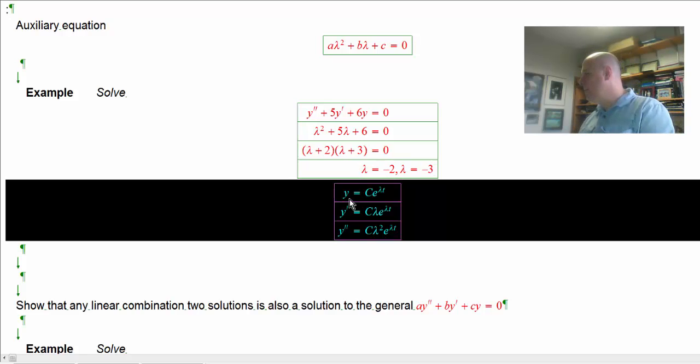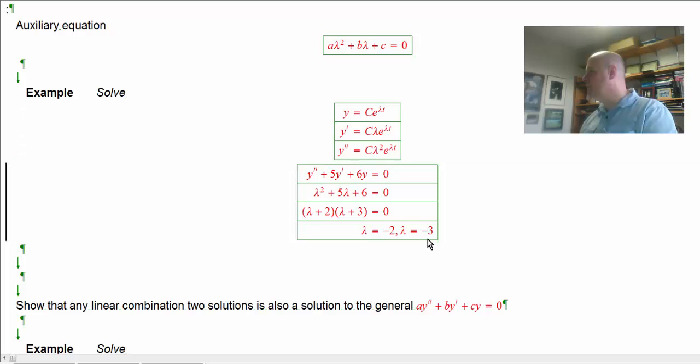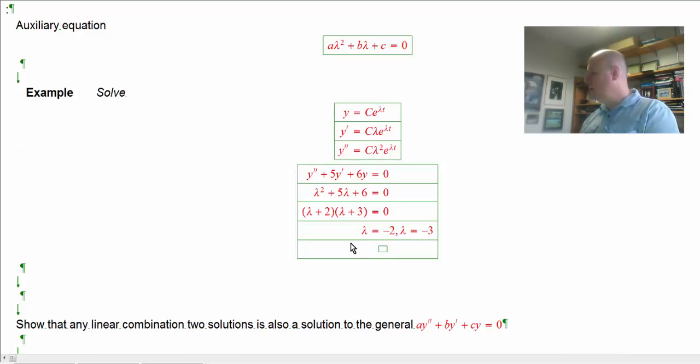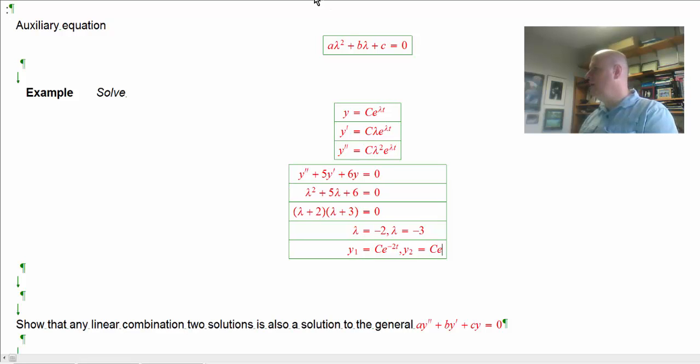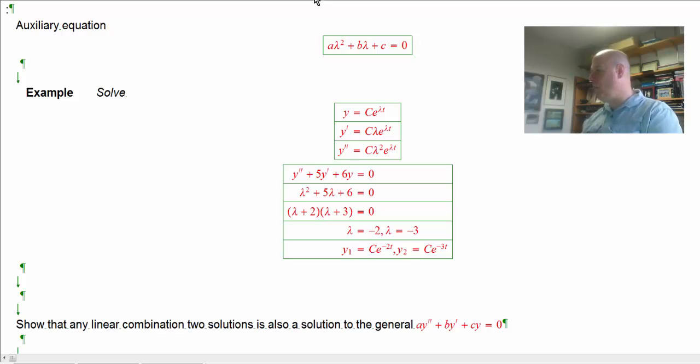That means, remember I proposed a solution of this form. Let's put this up front here. That means I get 2 solutions here. First I get one, so let's label them 1 and 2. I get one solution that would be some constant e to the minus 2t, and I get some other solution, a separate solution, a second solution, that would be some constant e to the minus 3t. They both, and again I'm going to ask you to check this, they both solve this differential equation.